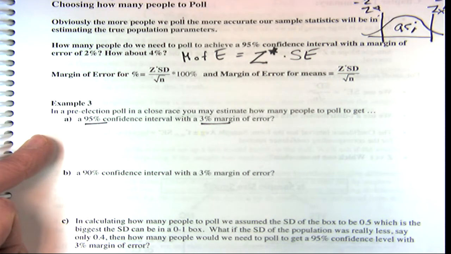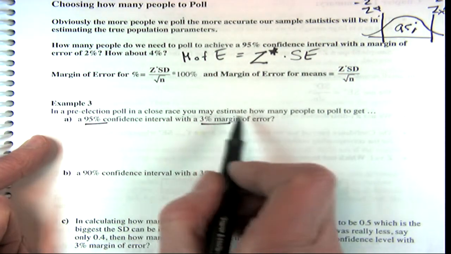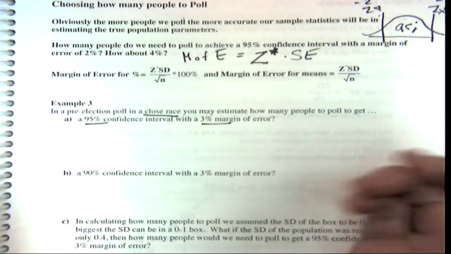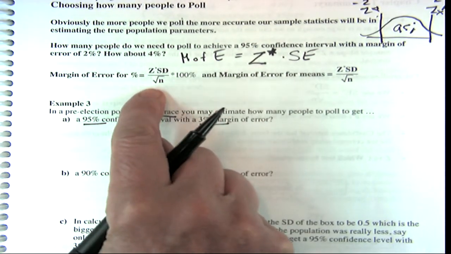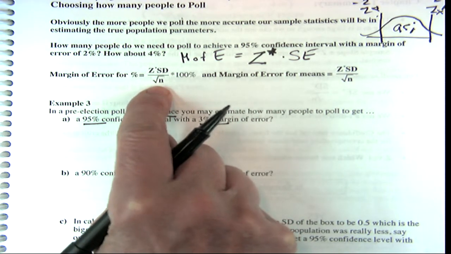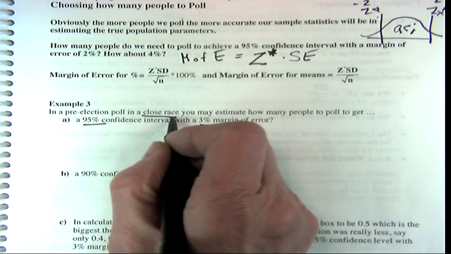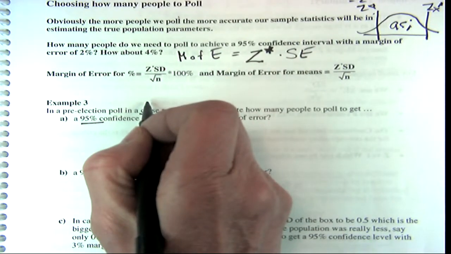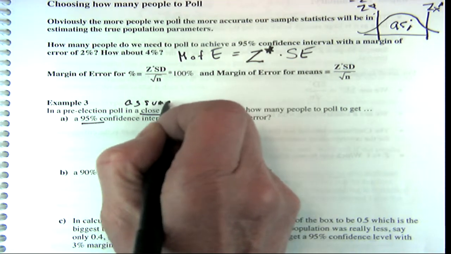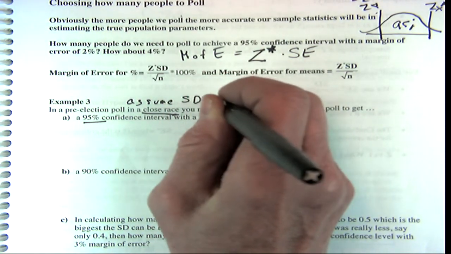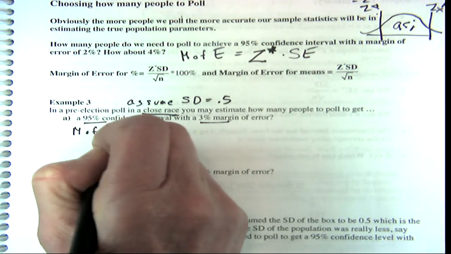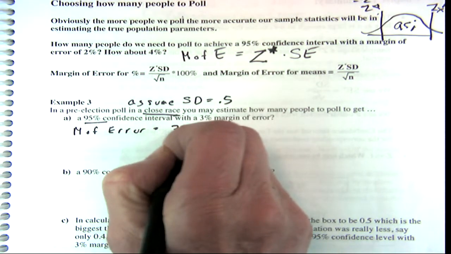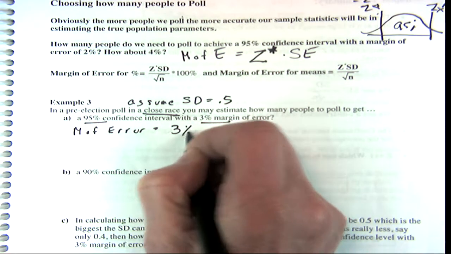Okay, so first of all, it's a close race here. If it's a close race, what does that mean? The standard deviation, because we're going to use this for our margin of error right here. The standard error is going to be SD over the square root of n. So we need to know what the SD is. If it's not given to you, but here it says it's a close race, you can assume here that the SD is equal to 0.5. All right? So we're given that the margin of error, this is what we want, is 3%. All right? So 3% margin of error.